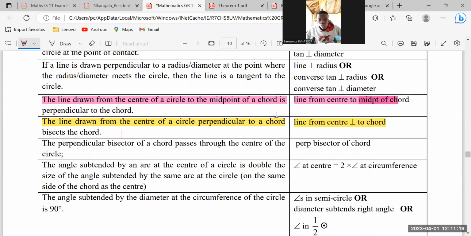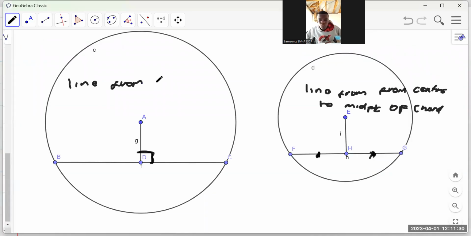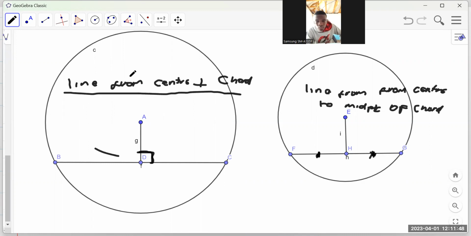Now, it's very important that you are able to visualize that. You should be able to visualize what they mean when they say this. So if we move on, we have here a line from center, and this is going to be perpendicular to our chord. That's the first part. We should be able to look at the diagram and say this is what is given. And at the same time, we should be able to take the statement and draw it. If they give me a line from the center perpendicular to a chord, I should be able to draw this. And then I should be able to draw a line from the center to a midpoint of a chord.